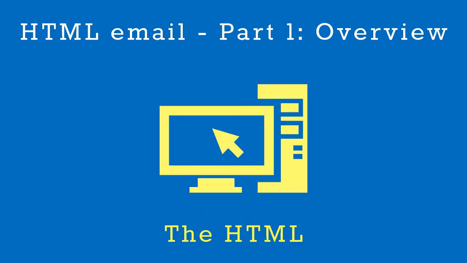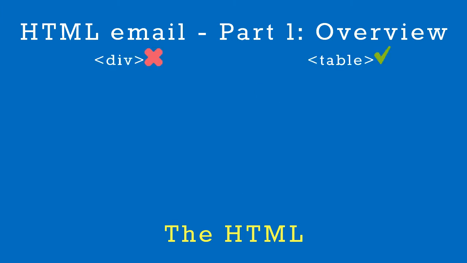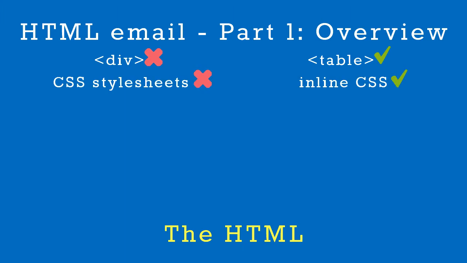It is very important to write your code specifically for email clients. You have to follow different rules from writing HTML for websites. Here are some examples. Don't use divs, instead use tables. When including CSS, don't link to external style sheets, instead use inline styles. Avoid paragraph tags, instead use line breaks. Don't use any JavaScript at all.